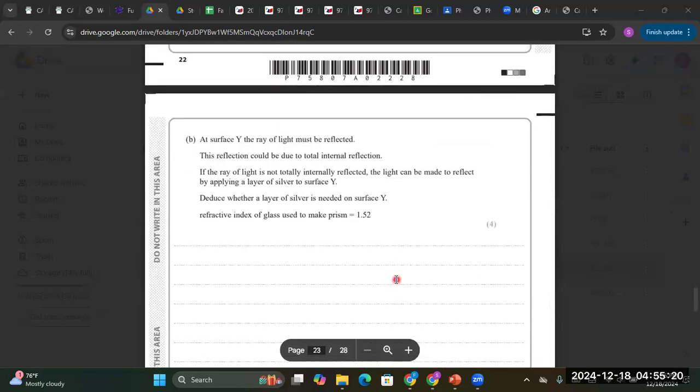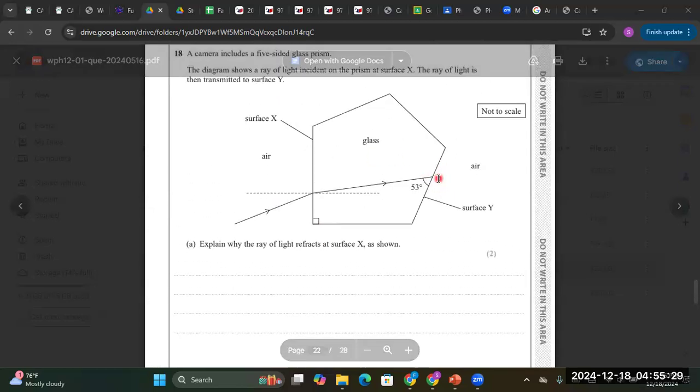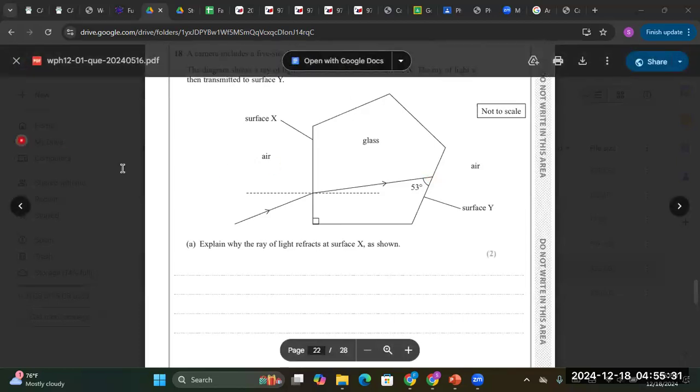Okay. Next, they're saying to you, at surface Y, the ray of light must be reflected. So when it's reaching surface Y, they're not saying that it will refract, they're saying that it is actually going to reflect.